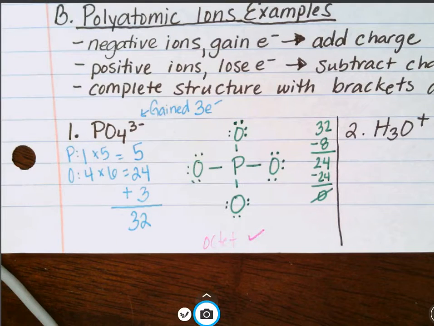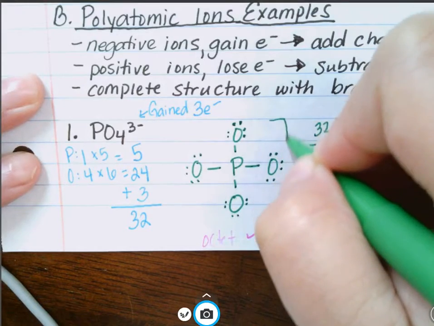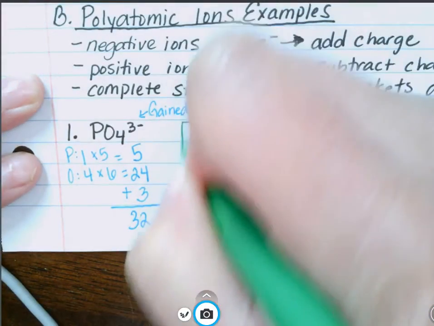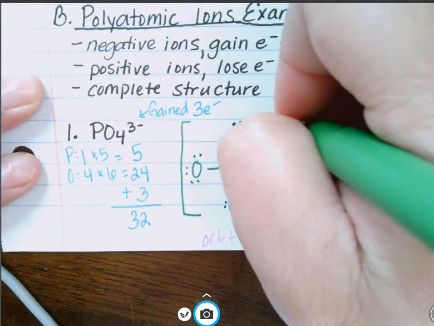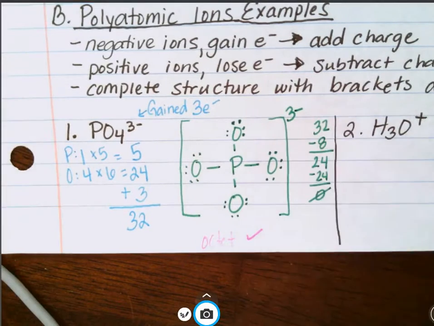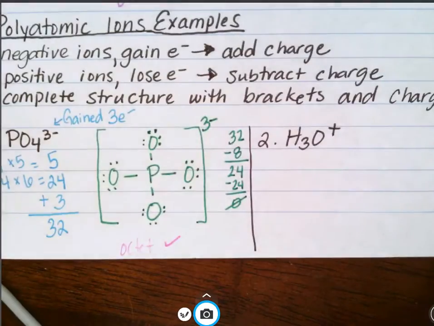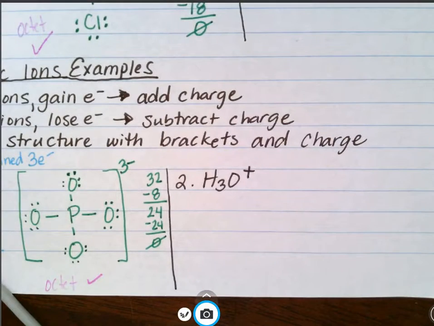I have to complete this structure with brackets and a charge. So here's what I mean by that. This is PO4 in a bracket. All of that goes inside. The charge goes on the outside, 3 minus. This is often left off, so don't do that. Make sure you get all of it. Don't lose that point for the charge. Okay, we'll try this one.